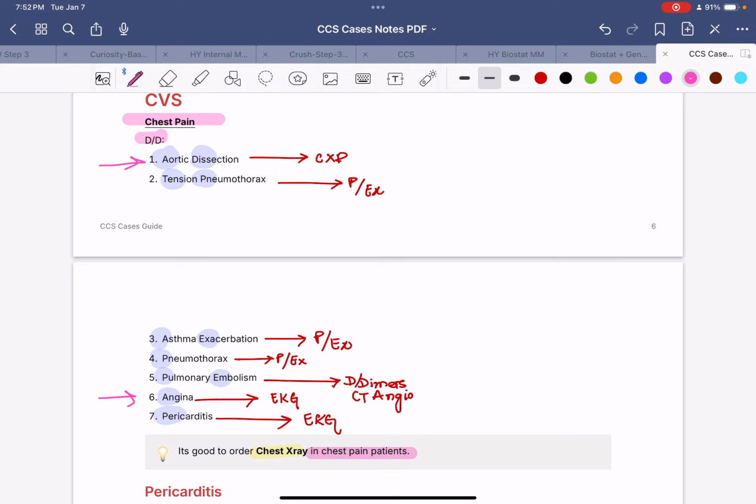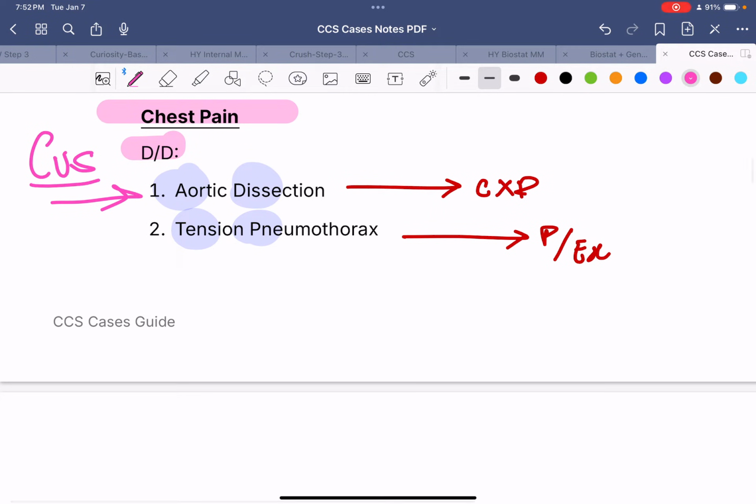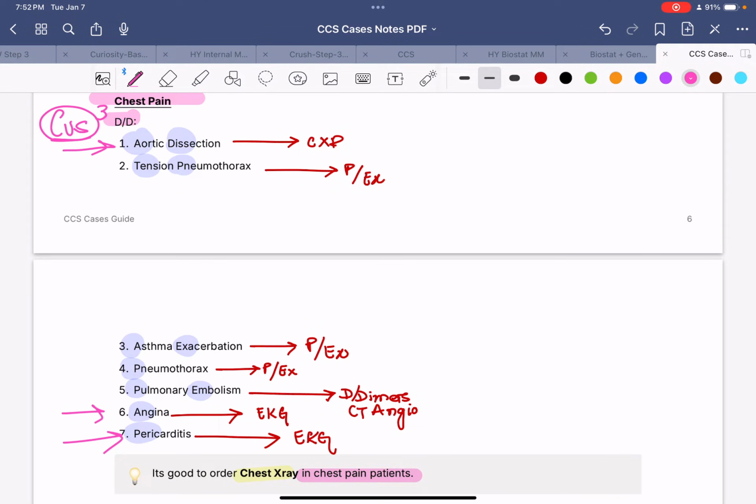Then an aortic dissection, and then the third thing related to the heart would be pericarditis. So for cardiovascular, you have CVS, and of course CVS has three alphabets, so you have three things, which is aortic dissection, angina, and pericarditis. And then regarding the pulmonary things, what sorts of pulmonary things can a patient present to you in emergency?